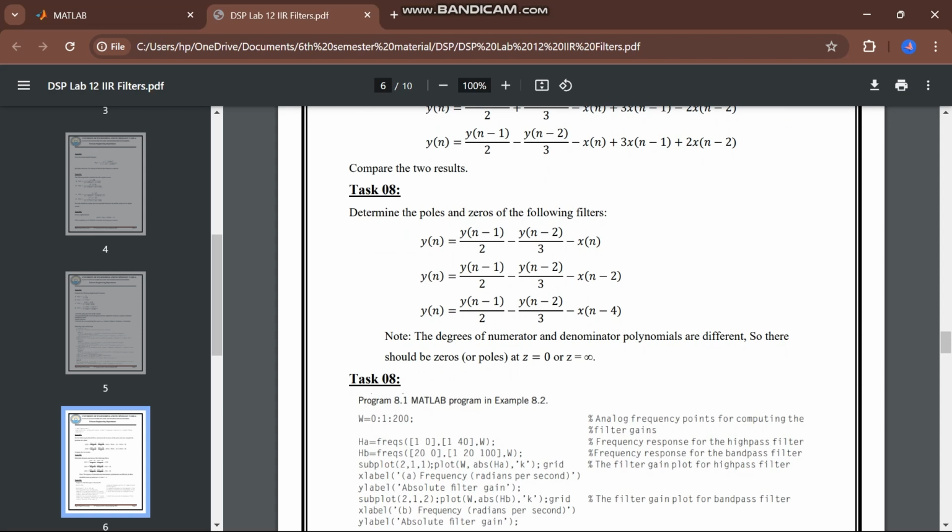For task 8, we are once again given some difference equations, and we have to determine the poles and zeros of the following filters. We have to note that the degrees of the numerator and denominator polynomials are different, so there should be poles or zeros at z equals 0 or z equals infinity.